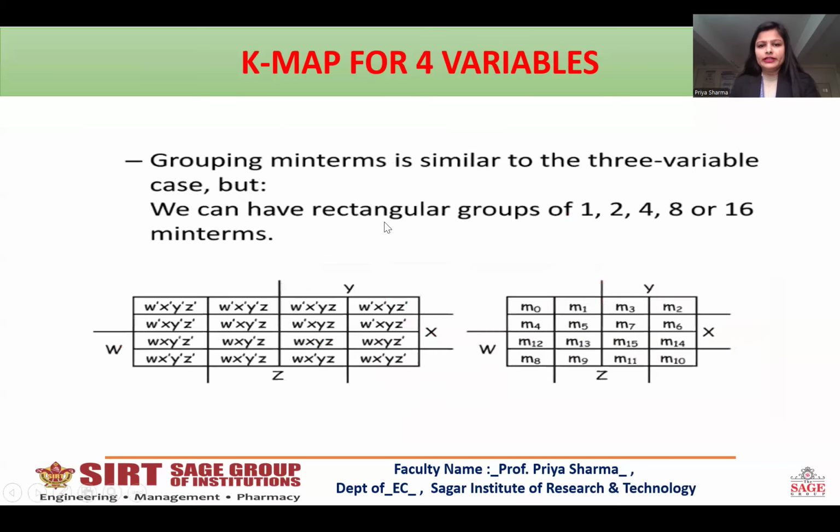For grouping of 4 variables, grouping of minterms is similar to the 3 variable case, but we can have rectangular groups of 1, 2, 4, 8 or 16 minterms. For 4 variables, possible values will be 0 to 15. It will be written this way: M0, M1, M3, M2 and M4, M5, M7, M6. Now M8 is over here, as we write 0 0, 0 1, 1 1 and then 1 0. So M8, M9, M11, M10, M12, M13, M15 and M14.